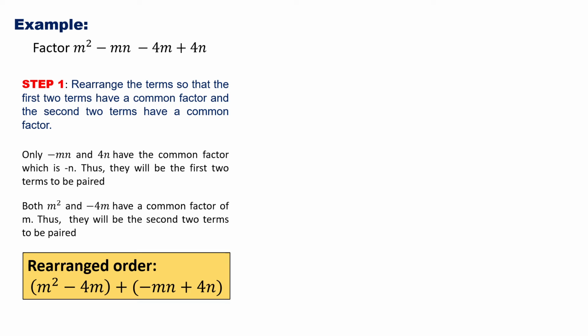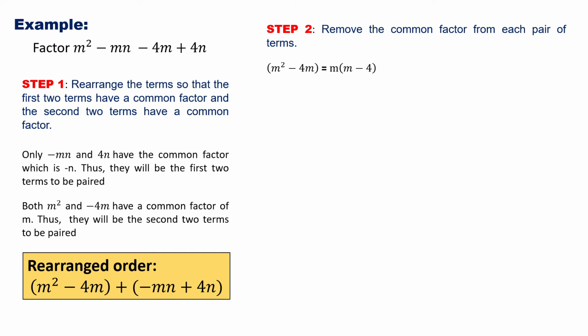By rearranging the terms of the polynomial, we will have m squared minus 4m. Yan yung ating unang pinares, plus quantity nung ating second pair, which is negative mn plus 4n. Now, let us remove the common factor from each pair of the terms. Common factor nating first pair ay m. And by removing m, ang mangyayari, the factored form is m times the quantity of m minus 4.